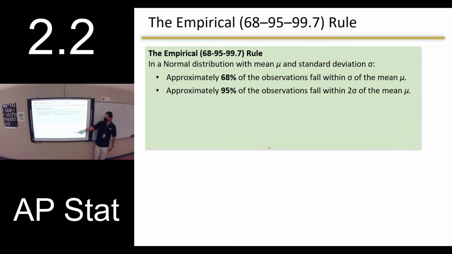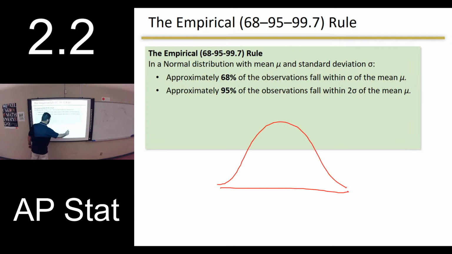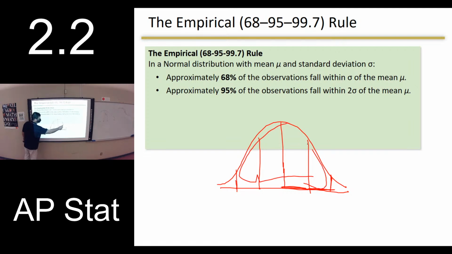So 95% fall within 2 standard deviations. So again, if I wanted to draw that, there's 1, and now this distance should be the same. 1 standard deviation is half, I guess I should say, of 2 standard deviations. So if this is 1 and this is 2, all of this data, I didn't do a very good job of drawing it, is 95%.